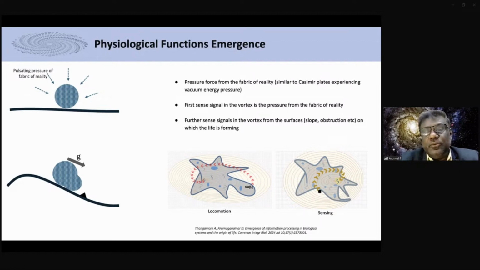Further sense signal in the vortex can be from the surfaces on which it's forming. Things like slope, things like obstruction, etc., will cause a certain type of jerk onto the cytoplasmic matter, which will be a basic, let's say, vibratory load, and this will be imparted as an energy infusion into the field, which will be carried to the vortex. So this is how sense as a characteristic is formed in life matter according to us.